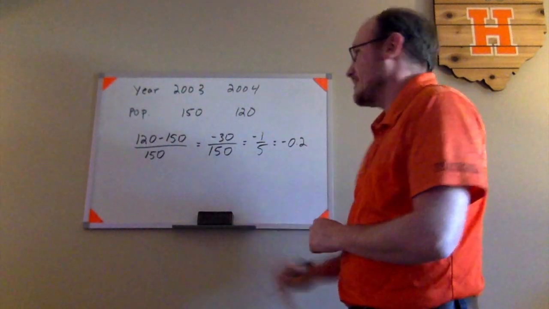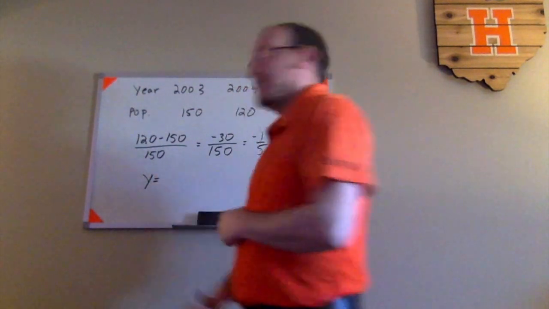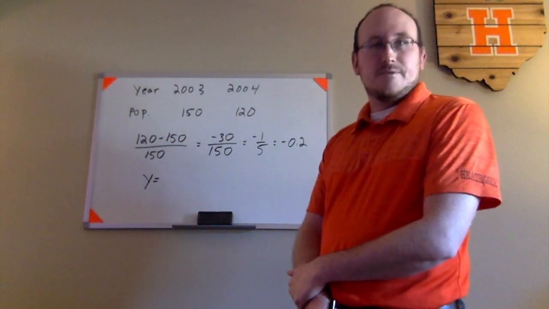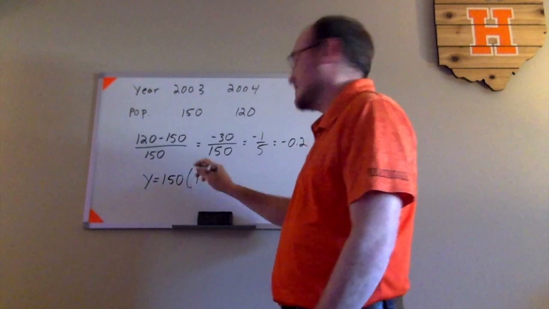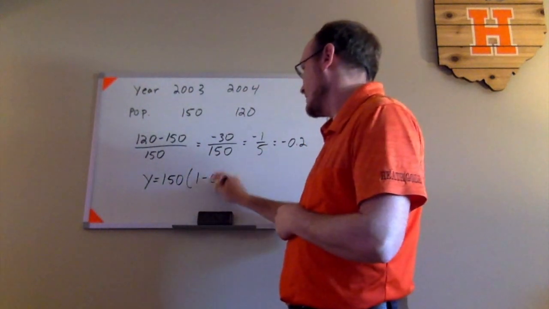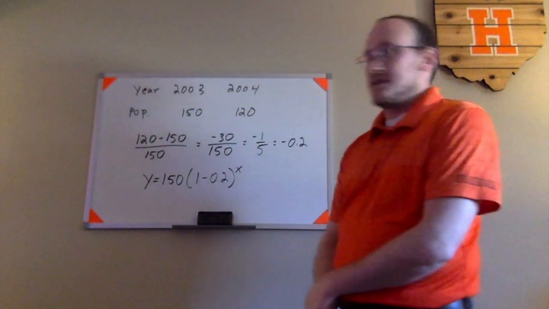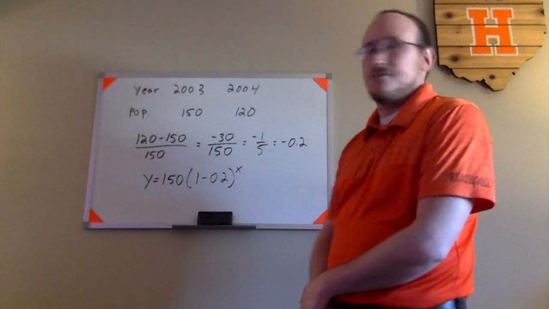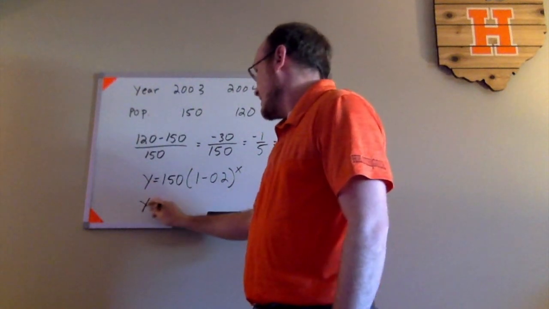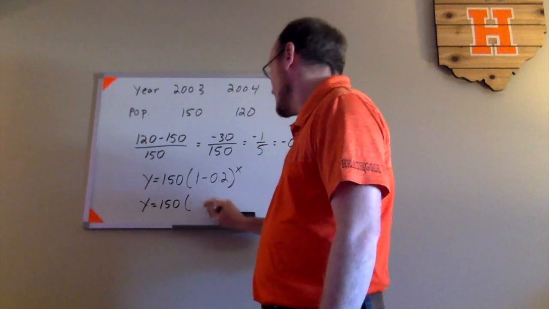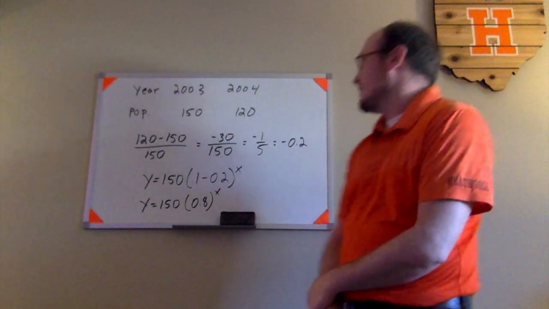So now that we have that, we should be able to go ahead and write our function. I'm just going to use y equals for this. So I'll say y equals our initial value, which was 150, times 1, since we're decreasing, we'll subtract the 0.2, to the x. And time is our independent variable. I'm just going to use x for writing the function for my independent variable. Simplifying this a bit, I have y equals 150 times 0.8 to the x. So there, I've created the model for that.